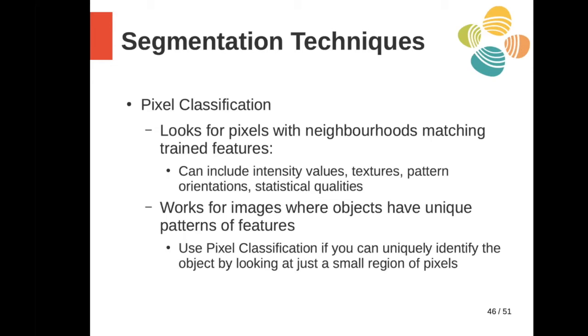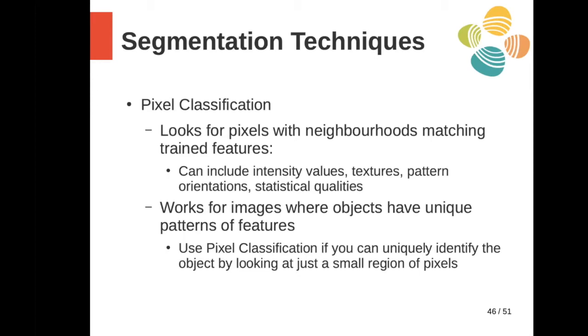It works for images where the objects have unique patterns or features. So if you were to look at an image stack of brain cells, the insides of the cells all look the same. Pixel classification would be good for distinguishing between the inside of the cell and the boundary of the cell. And that might be useful because you could then use that, let's say, to help with your watershed carving.